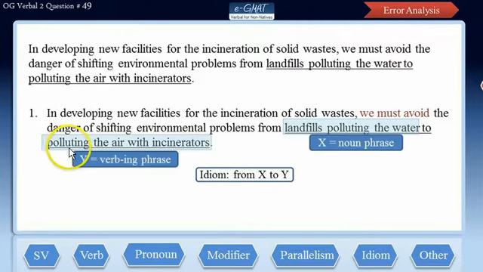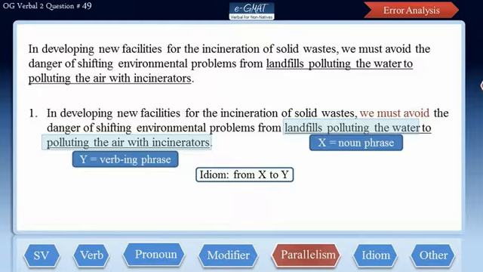with polluting. So here X is logically parallel to Y, but grammatically it is not, because X is a noun phrase and Y is a verb-ing phrase. Also notice that X starts with landfills, what pollutes, and ends with what gets polluted, but Y ends with what pollutes. So again here, structurally, these two phrases are not absolutely grammatically parallel to each other. So we have a parallelism error in this sentence.